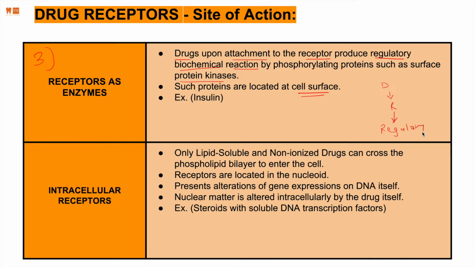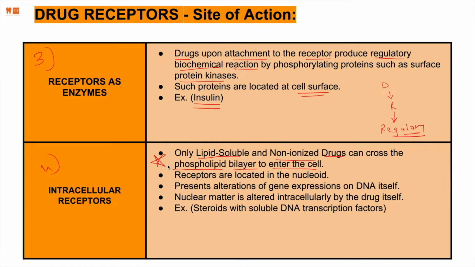Regulatory. For example, insulin. And last but not the least, the intracellular receptors. Easiest to understand. See, it's only lipid-soluble and non-ionized drugs that can cross the phospholipid bilayer to enter the cell.